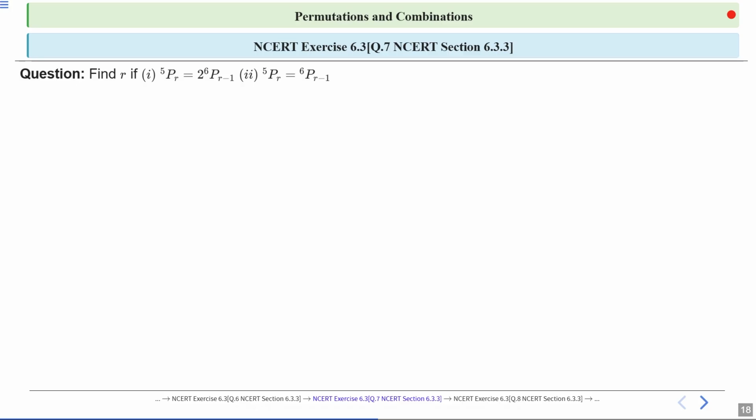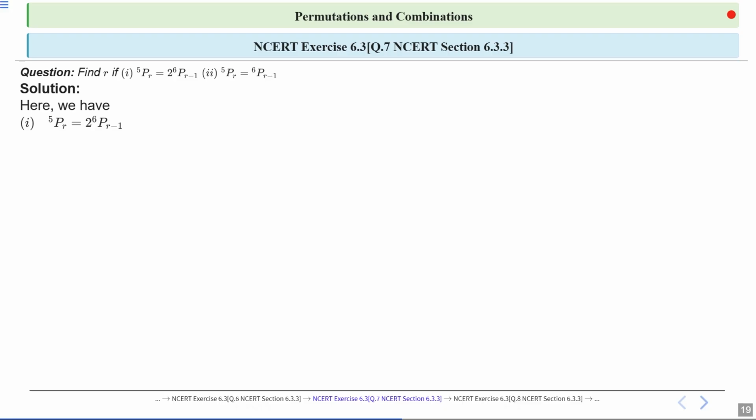This question asks us to find the value of r if we have 5Pr equal to 2 times 6P(r minus 1). So we have to find here the value of r. Let's start the solution. Here we have 5Pr equal to 2 times 6P(r minus 1).